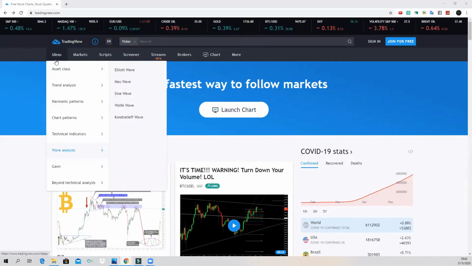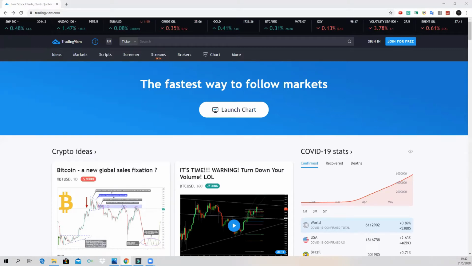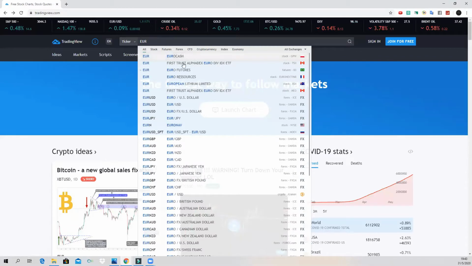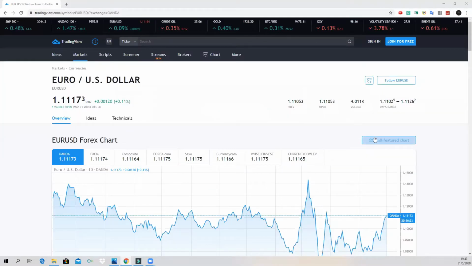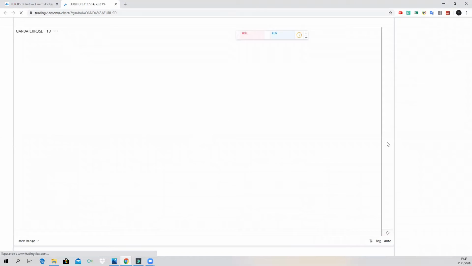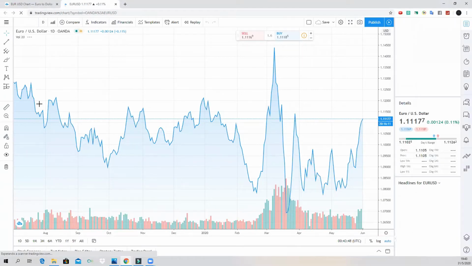We can see that here there are asset classes: ideas, cryptos, currencies, stocks, indices, futures, bonds, and contracts for differences, CFDs. There are many things that we can watch to trade within global markets. If we click here on full featured chart, a tab will be opened where you will see the full chart of everything that is happening in the market.